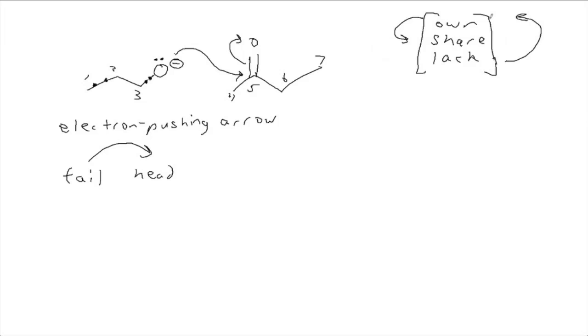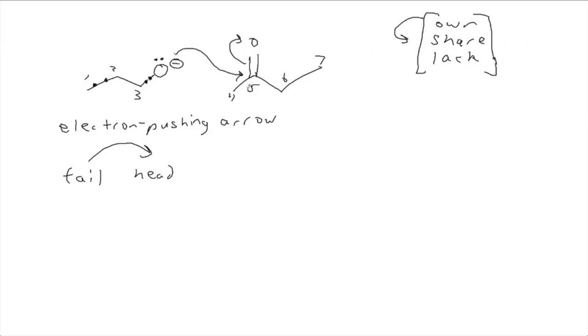That's just one of the rules for organic chemistry. You can never go all the way from lacking to owning. That never happens. And you can never go all the way from owning to lacking. That never happens. You can only go one step at a time. You can go from owning to sharing, or sharing to lacking, or lacking to sharing, or sharing to owning. Those are the possibilities. But you can't go from owning to lacking or lacking to owning. That's just one of the rules that students sometimes are not familiar with.